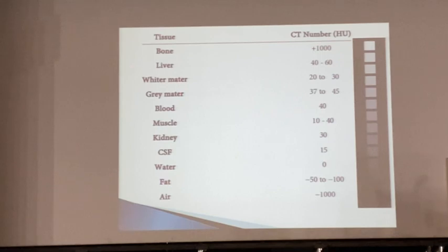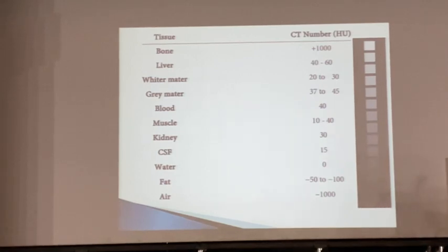In the brain, look at here, you can differentiate the white matter from gray matter in terms of densities. They are different. Okay, 20 to 30, here the gray matter is of higher density. White matter is darker than the gray matter. Look at the blood, it's about 40. Look at the CSF, and water, 0.